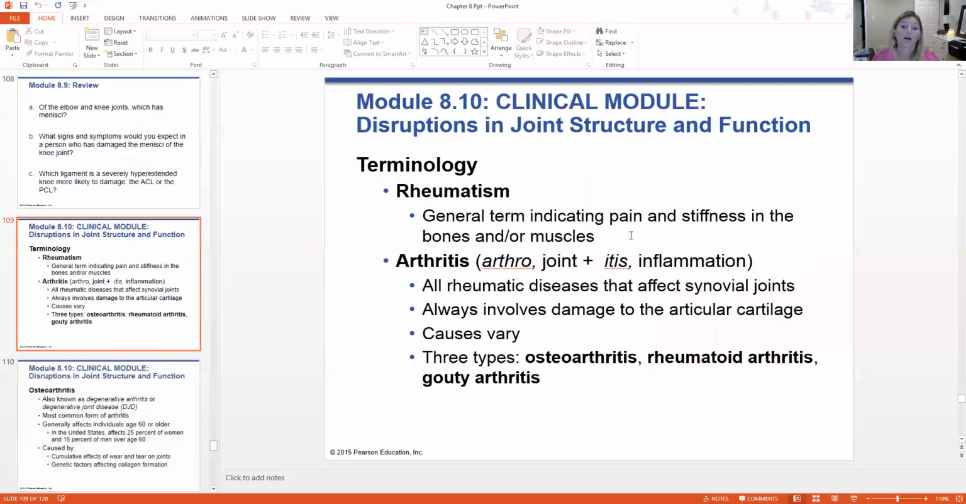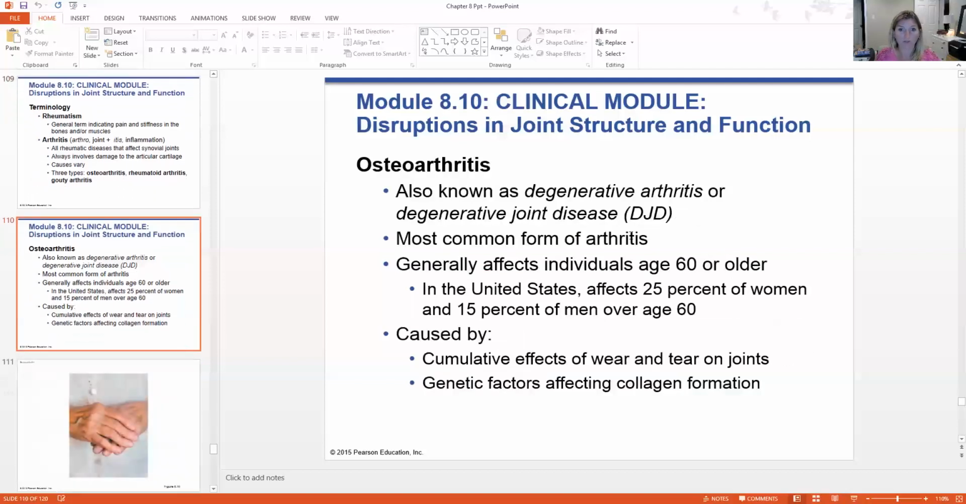Arthritis can be of different types. It can be osteoarthritis, it can be rheumatoid arthritis, or it can be gouty arthritis. So let's talk about osteoarthritis first. Osteoarthritis is a degenerative disease. This is the most common form of arthritis. This is typically just caused by wear and tear.